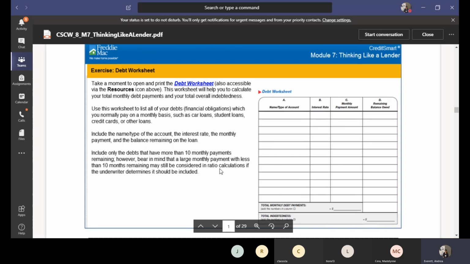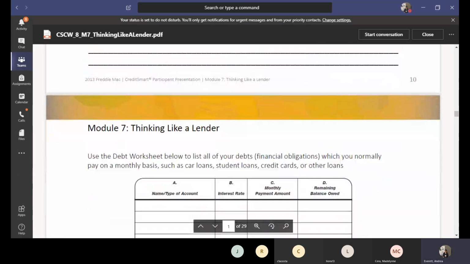And usually I would have you look over this. Of course, you don't have a lot of debt, but in this situation, I would probably ask you to fill this out maybe with your parents, so that you could determine what type of accounts they have, how much interest rates they have, the payment amounts, and the balances that they owe, and so that you could determine your debt to income ratio.